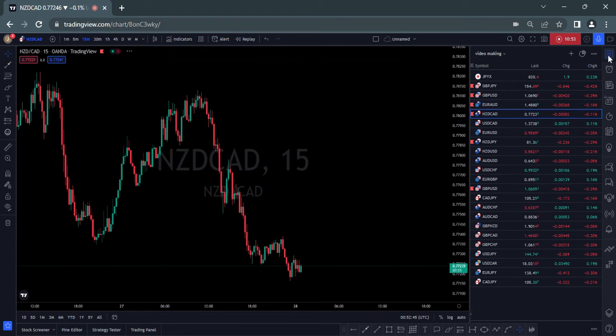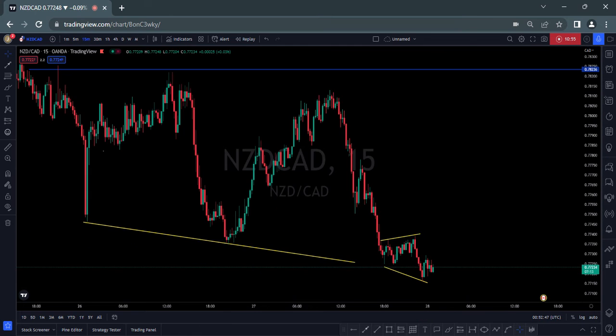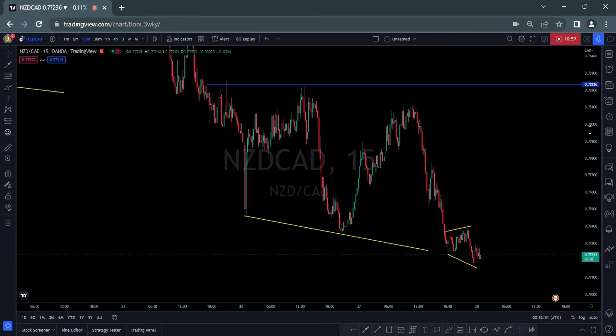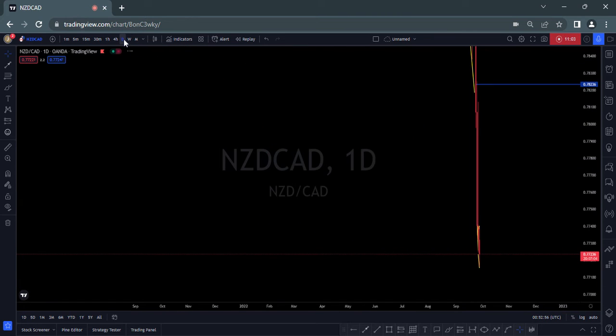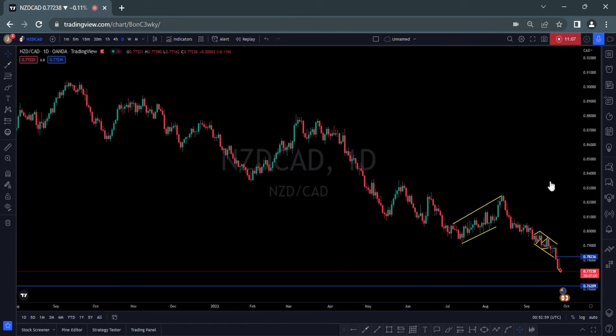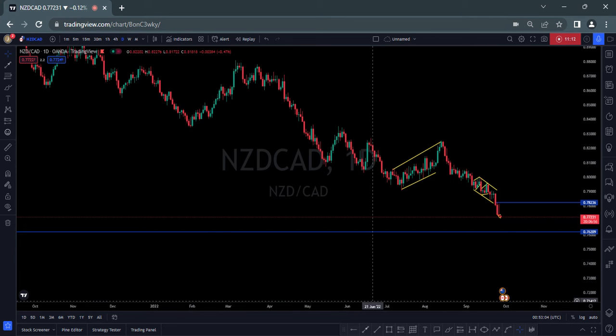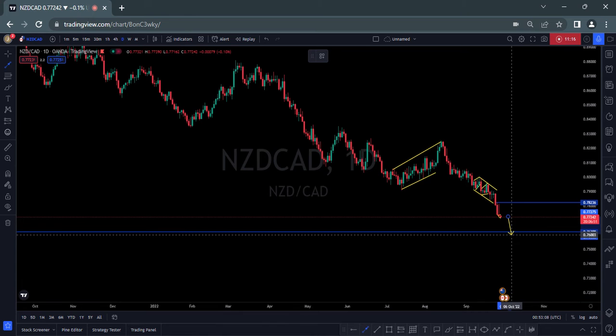So the last one will be NZDCAD. This is actually a very, very beautiful pair. Let's do the top down first from the daily. You can see the overall trend is trending to the downside, and I still feel it still has to come to the downside. It still has to tag this low here.